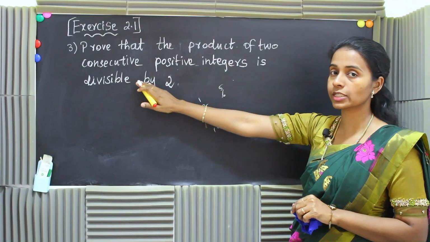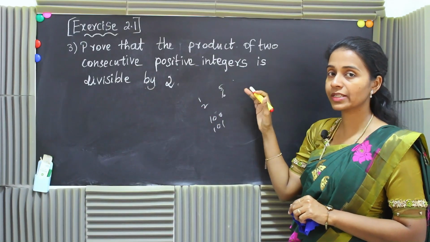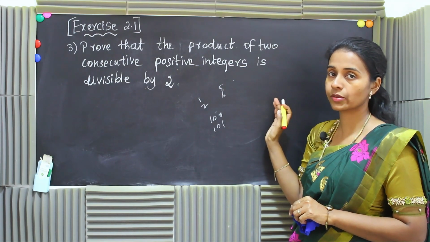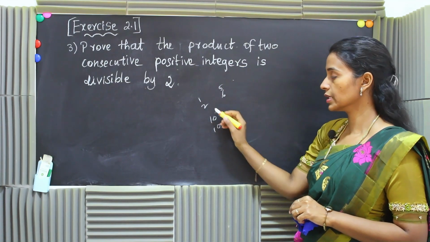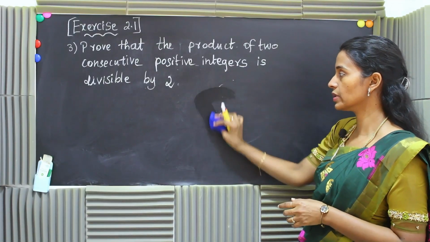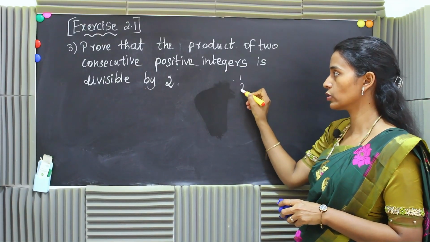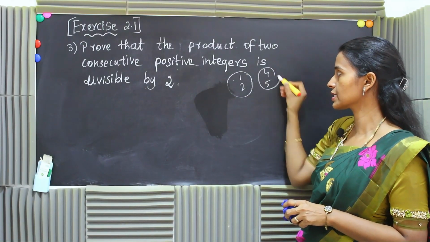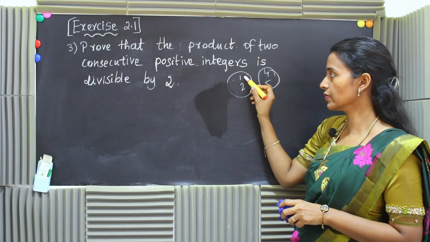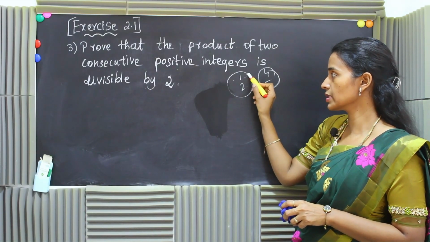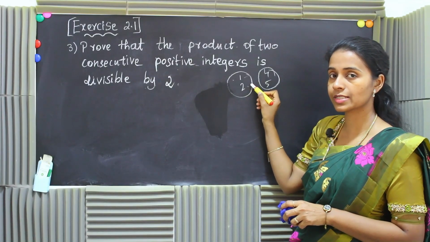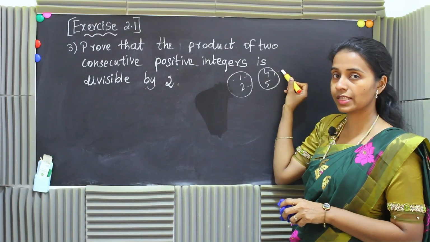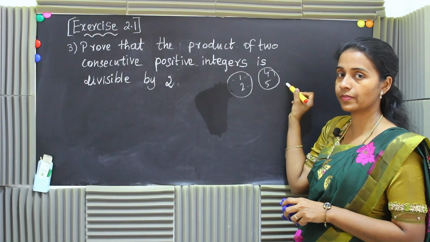Divisible by 2 means it can be divided by 2 without leaving the remainder. The remainder is 0. Okay. Here, for example, if you are considering 1 and 2, first case, and 4 and 5, second case. Here we have 1 and 2. First number is odd number, second number is even number, right? And here this 4 is even number, this is odd number.